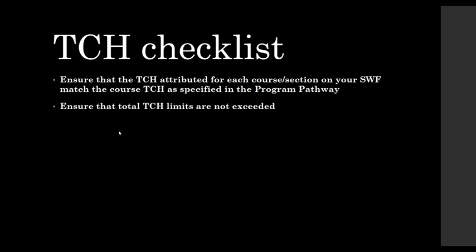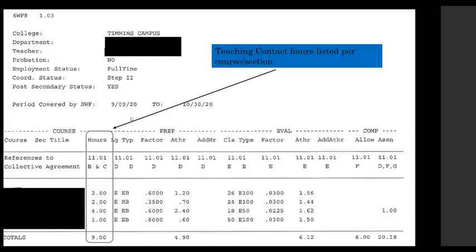Since you can't really negotiate the number of teaching contact hours, what should you be doing in terms of checking the accuracy of your SWF when it comes to teaching contact hours? Well, certainly you want to make sure that the number of hours showing on your SWF actually represents what each one of those courses is supposed to have according to the program pathway. And you need to make sure that your total contact hours are not exceeded. On the SWF document itself, you will see that the hours per course are listed. You will have each course listed as its own section or preparation, and there is a section here for hours that detail the number of hours for that course.